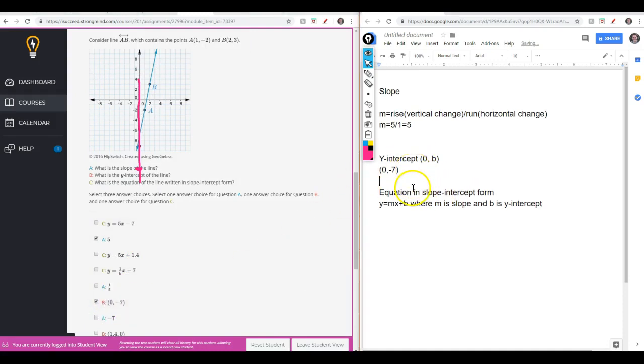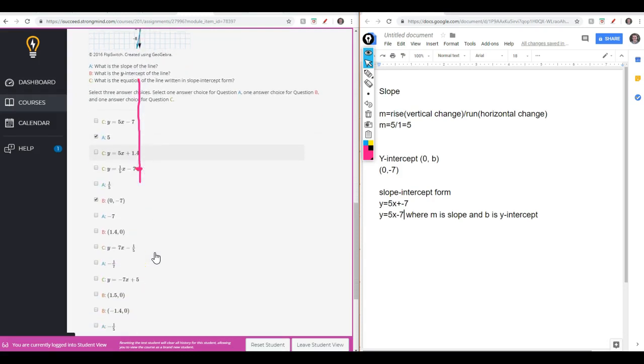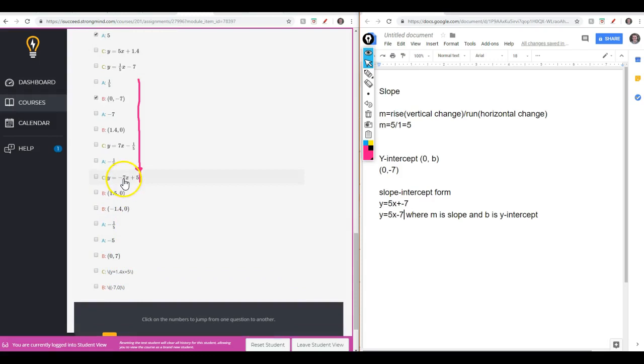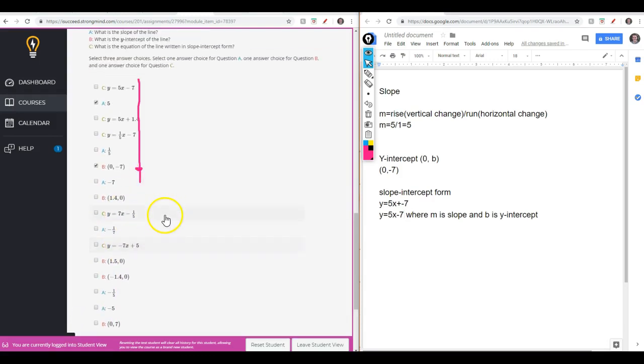Now the equation for the slope-intercept form is y equals mx plus b. So m is our slope, which we found was 5. So wherever m is, I'm replacing it with 5. And b is -7. So wherever b is, I'm going to write -7. And 5x plus a -7 can be rewritten as 5x minus 7. So I'm looking for an equation y equals 5x minus 7. Right there, y equals 5x minus 7.